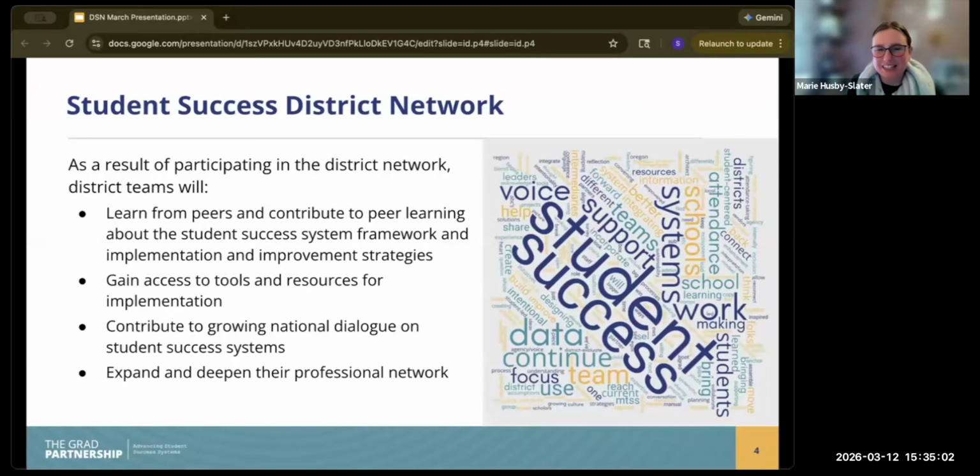Just a quick summary for everyone. Again, the network is intended to foster peer-to-peer interaction and learning between district student success teams. We set up topics related to your areas of implementation and interest and create these sessions and related resource bundles to support implementation in those areas, furthering the dialogue around student success systems and helping to support your implementation.